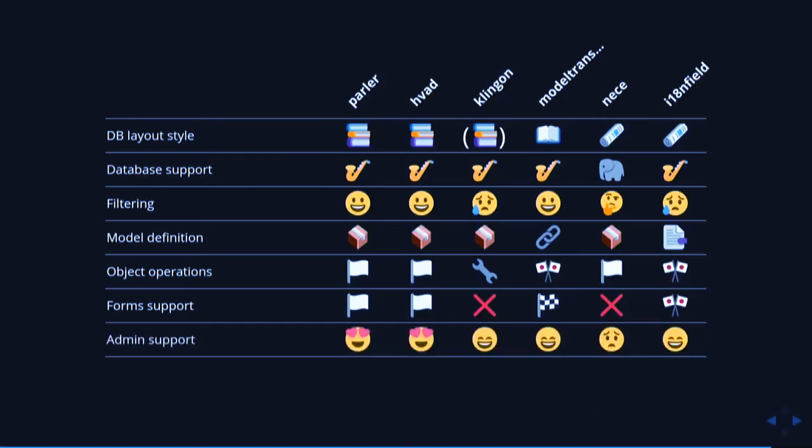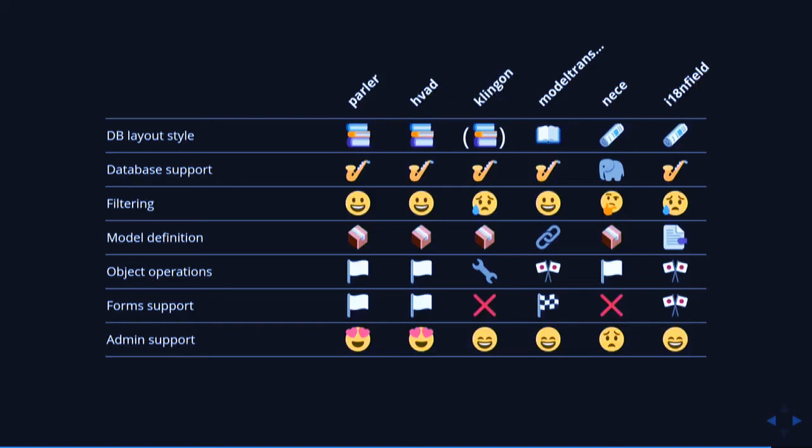I also haven't talked about admin support so far. Parler and Vel have very great admin support. It just works out of the box. Whereas Klingen and model translation and I18N field somehow have admin support. In Klingen, you can achieve it by adding an inline to your model admin that just filters for the correct translations from the translation table.